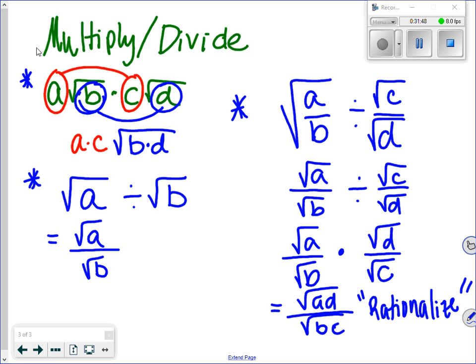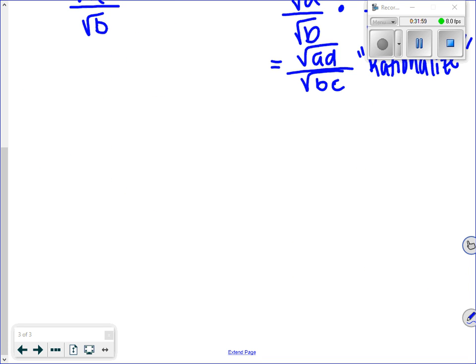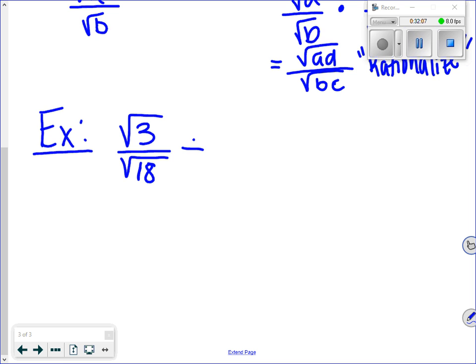Okay, so let's try a problem. I'll give you an example that's like this, because that's probably the hardest out of all of these, right? So let's do one that's similar to this, and then I'll let you pick one off the worksheet. So first example, we have square root of 3 over the square root of 18 divided by the square root of 8 over the square root of 72.